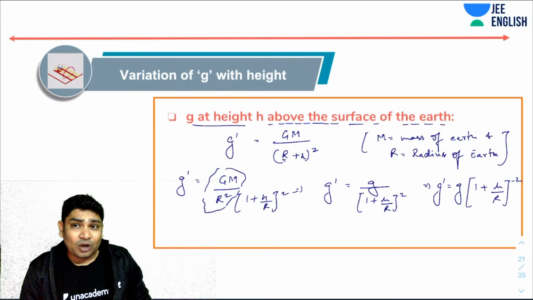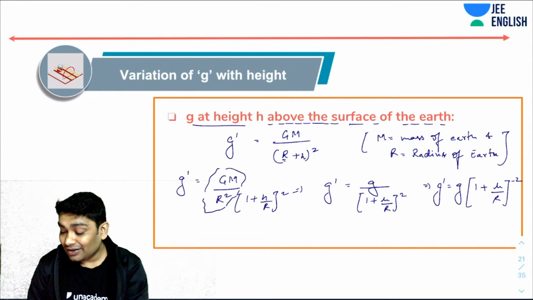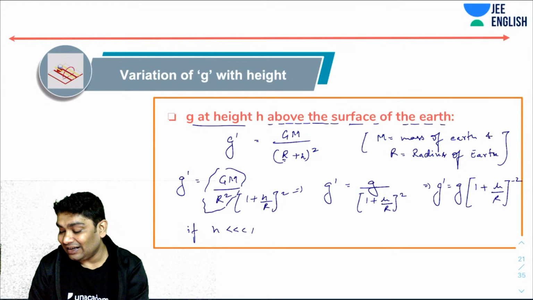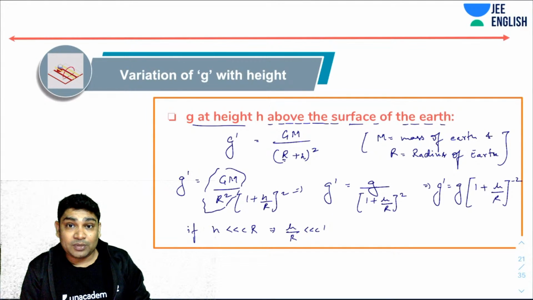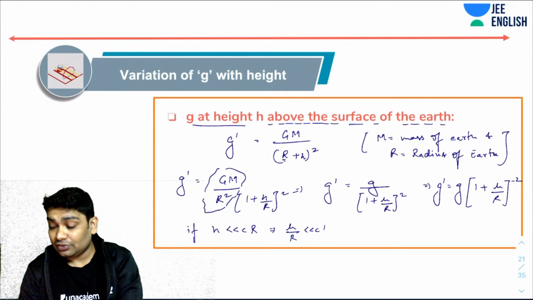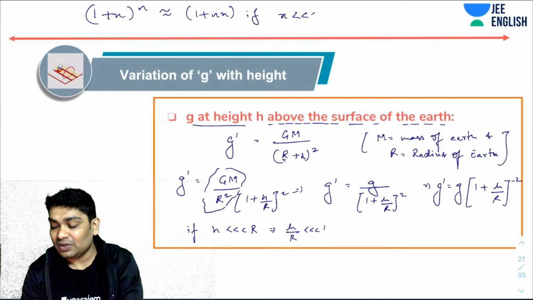So that is the expression for the value of acceleration due to gravity at a height h. Now, as a special case, we take another result. If h is much less than r, that implies h by r would be much less than 1. In such a case, binomial approximations can be applied. I hope you know that (1 + x)^n is roughly equal to 1 + nx if x is much less than 1.